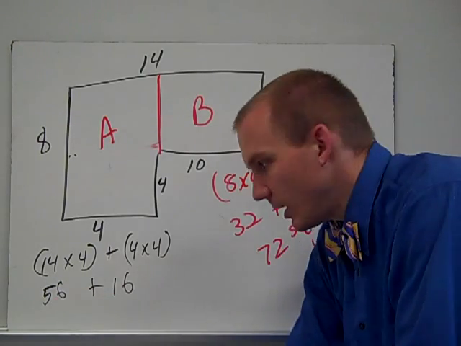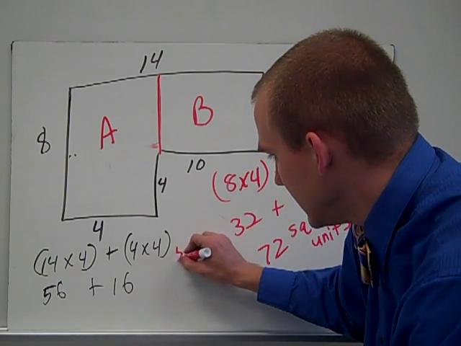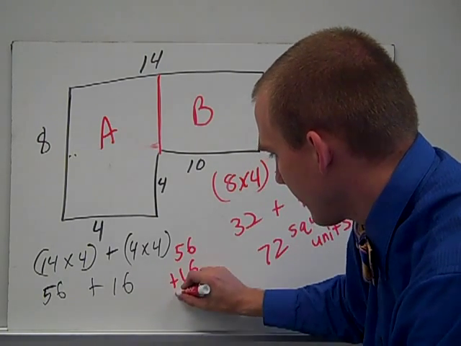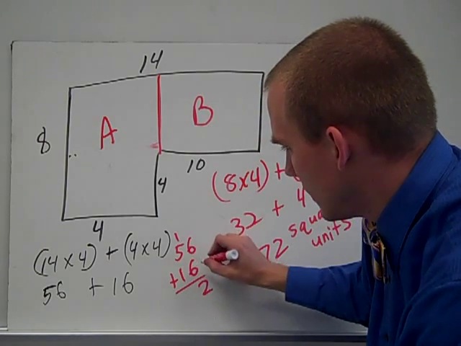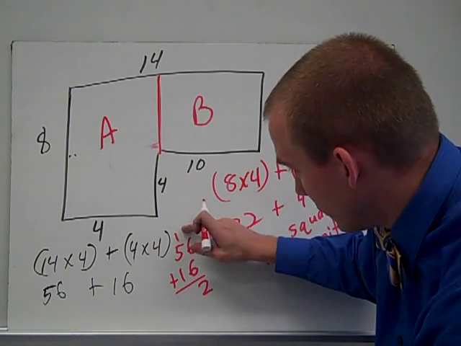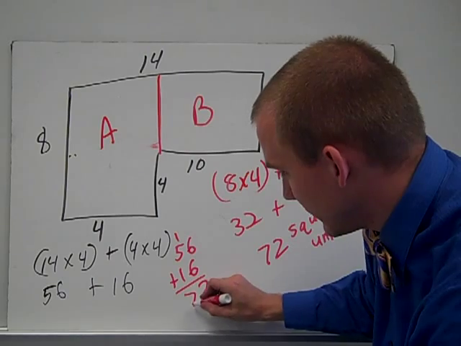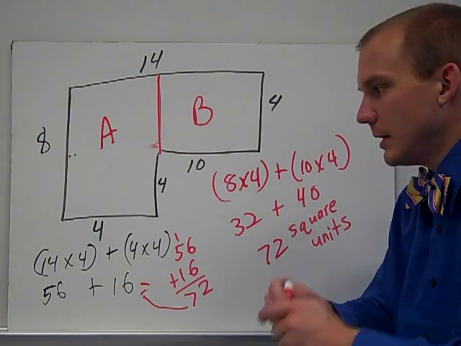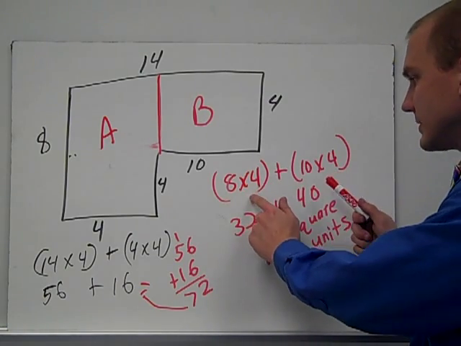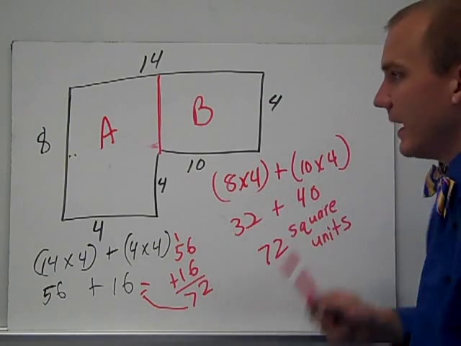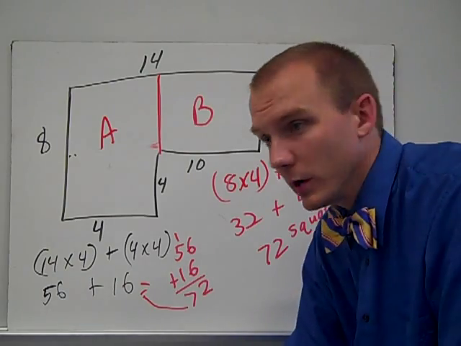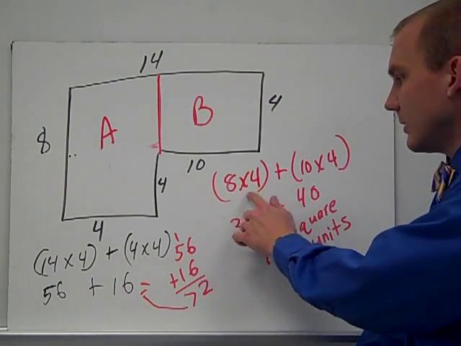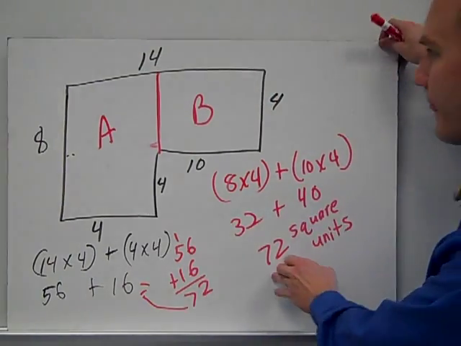which if you add these up, 56 plus 16, 6 plus 6 is 12, regroup, 1 plus 5 plus 1 is going to be 7. You end up getting the same answer. But I just feel that this way is significantly easier based on known facts. You may not know 14 times 4, whereas you should be knowing 8 times 4 and 10 times 4.